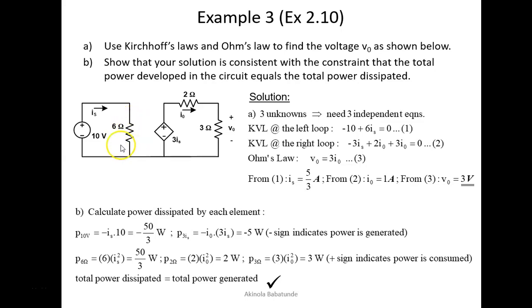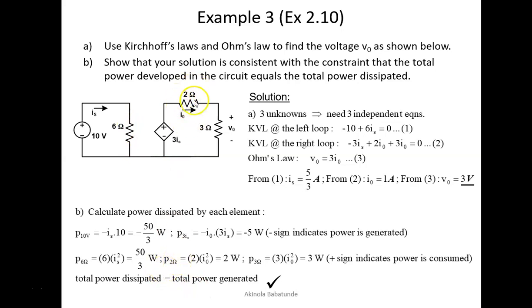For the 6 ohms, the power consumed would be equal to I squared R, because we are dealing with resistance here, so it's better to just use the formula for power with just I and R. So we have I squared R. We know what our Is is because this is our current passing through here. We know Is and then we know R. So Is squared multiplied by R, which is 6, will give us 50/3 watts. So we keep that power.